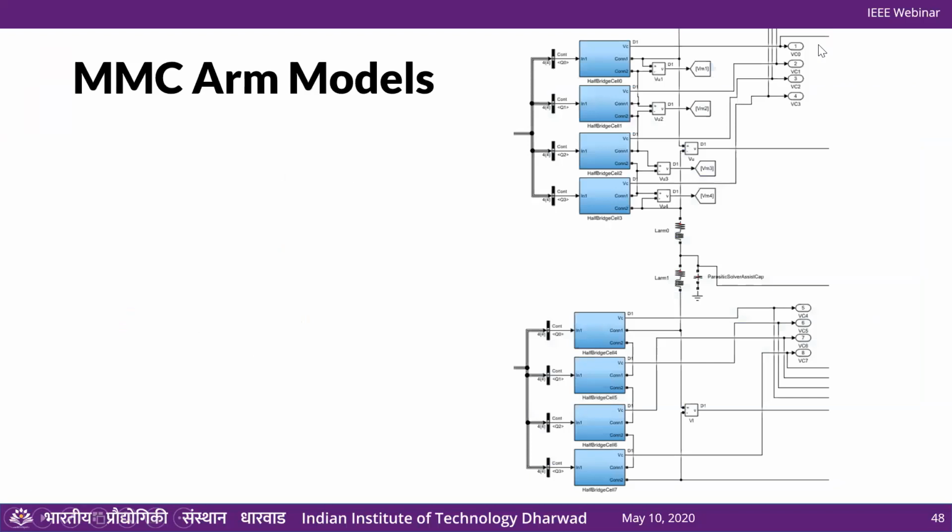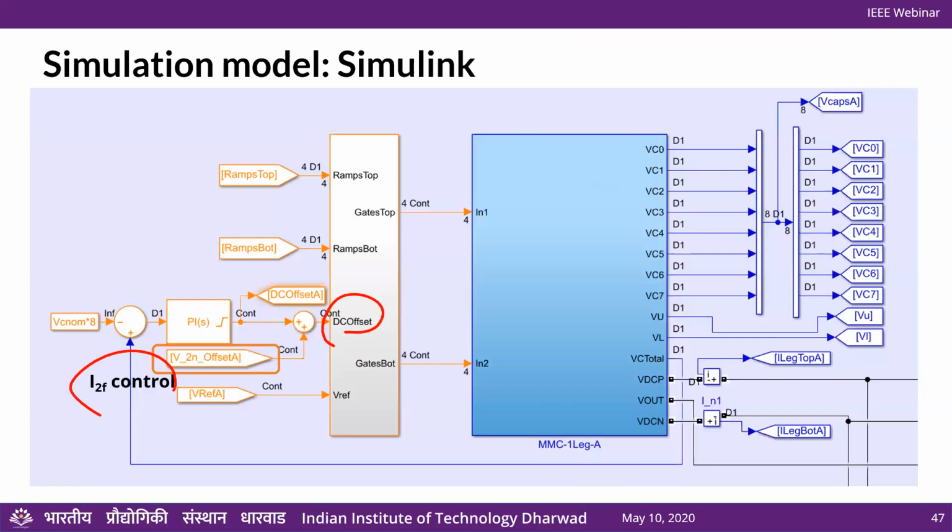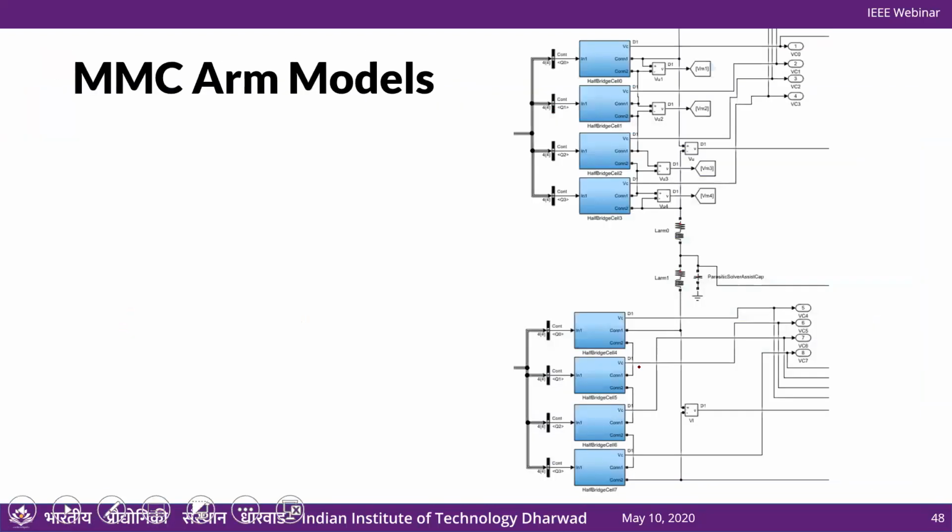next block is, okay, so just to tell you what is going on inside this, it is basically 8 of these modules, all are half bridges, all in series.